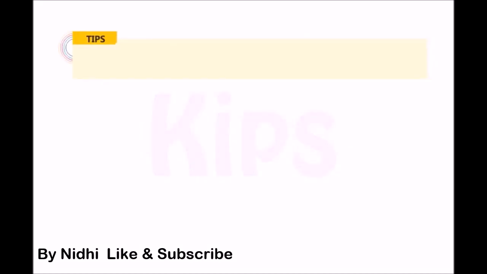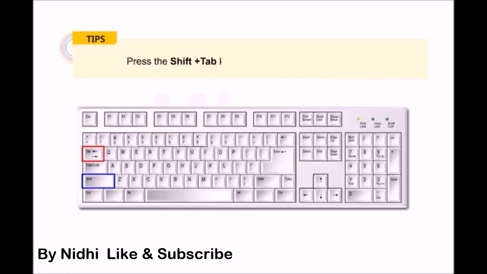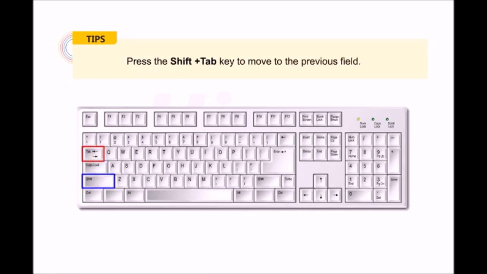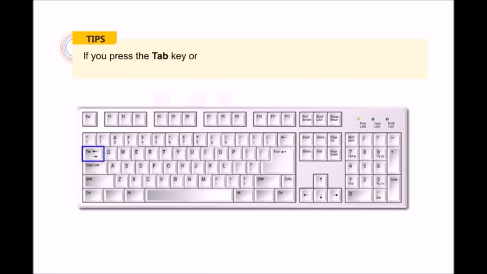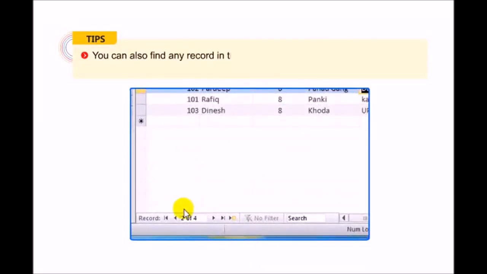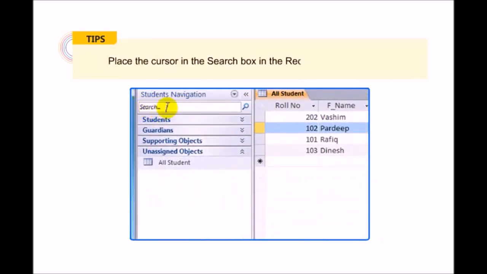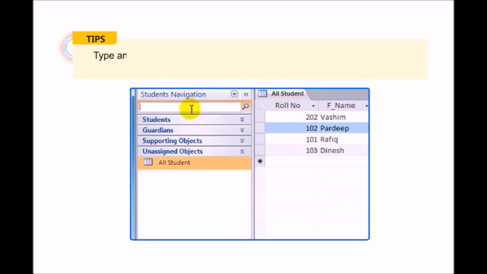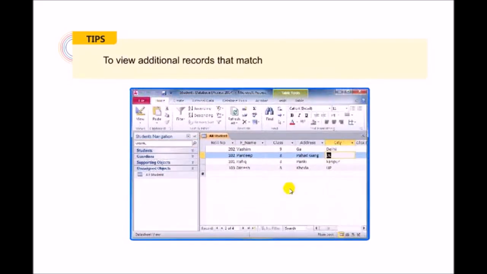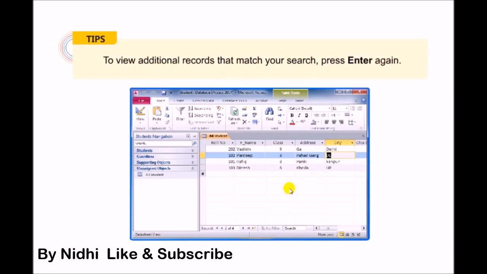Let me share a tip now. Press the Shift plus Tab keys to move to the previous field. If you press the Tab key on the last field, the cursor automatically jumps to the next row. You can also find any record in the currently open table by searching for it using the Record search box. Place the cursor in the search box in the Record navigation bar. Type a word that appears in the record you would like to find and press Enter. To view additional records that match your search, press Enter again.